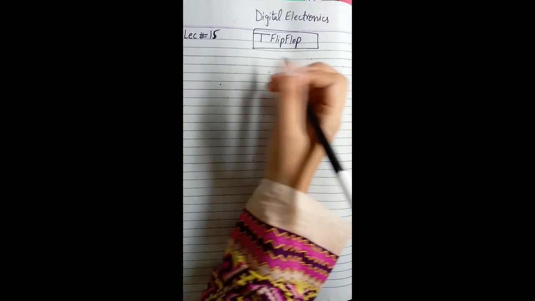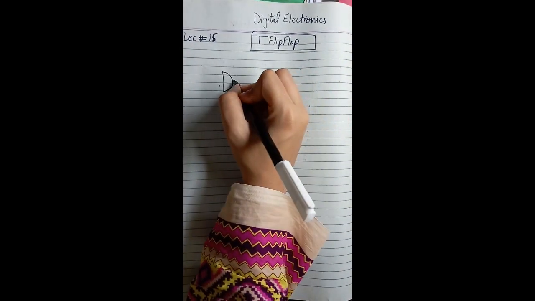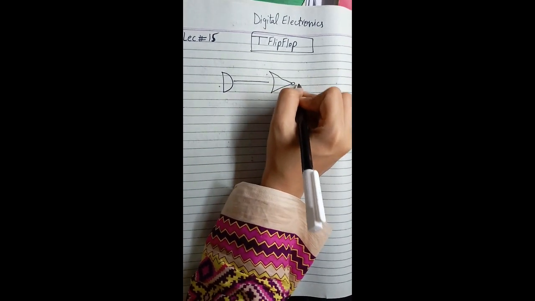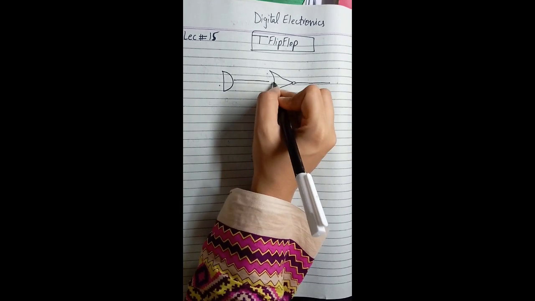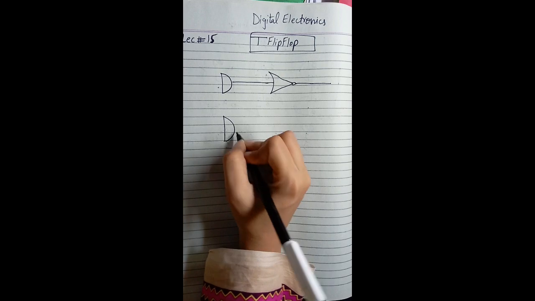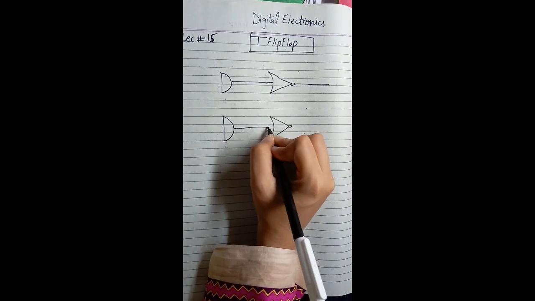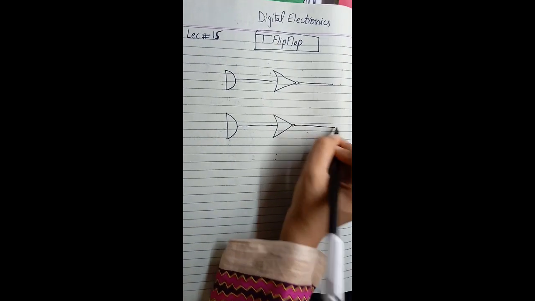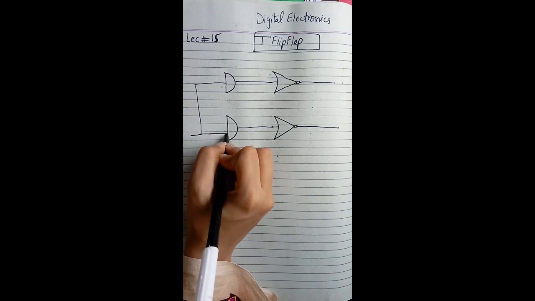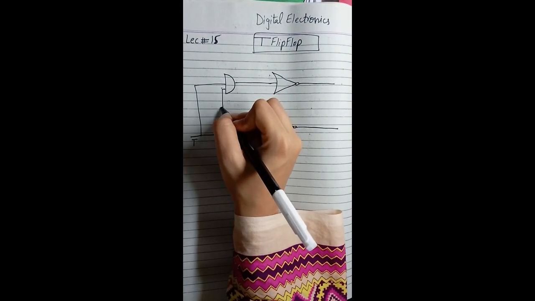For this, we will start from the AND gate, which is connected with the NOR gate, and we will have the output. We will repeat it again. AND gate connected with the NOR gate and the output. Here we have the T input as like this. We will have the clock.